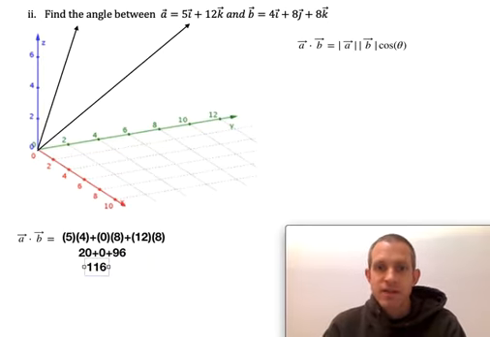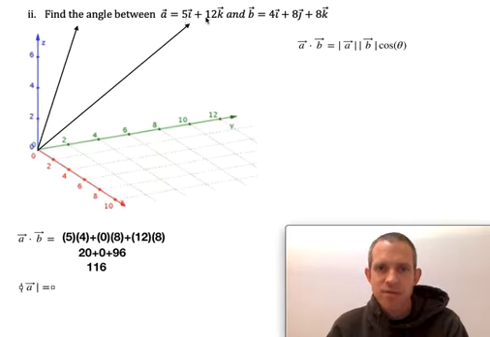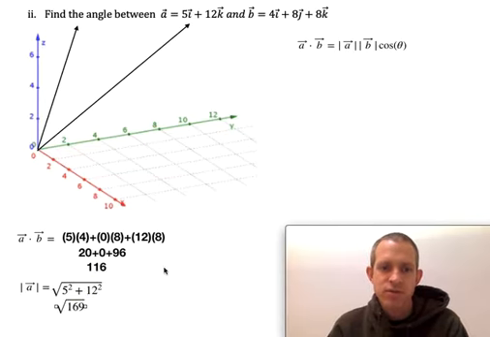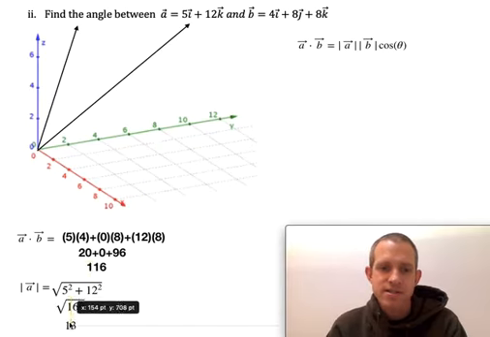Then we can find the length of vector A. The length of vector A is 5 squared plus 12 squared and take its square root. You might recognize that as a 5, 12, 13 triangle. 5 squared is 25, 12 squared is 144. That brings us to 169. If we add them up, the square root of that is exactly 13.